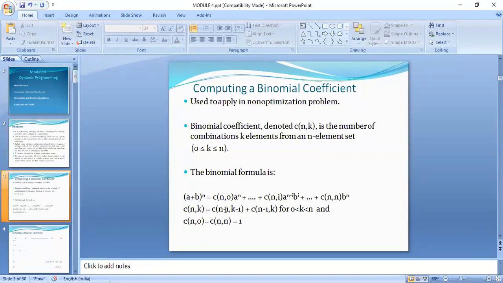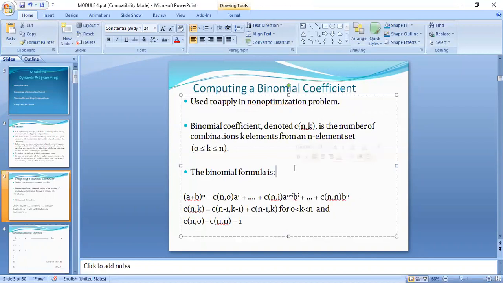You would have seen in your school days how to find the value of nCr. How will you find nCr? nCr is equal to n factorial divided by r factorial into n minus r factorial. This is how you find the value of nCr. Here we are going to use the binomial formula.